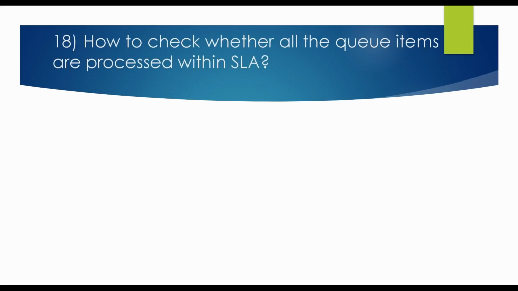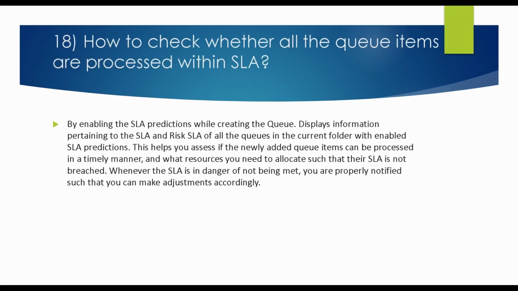How to check whether all the queue items are processed within SLA. By enabling the SLA predictions while creating the queue, you get information pertaining to the SLA and risk SLA of all the queues in the current folder with enabled SLA prediction. This helps you assess if the newly added queue items can be processed in a timely manner and what resources you need to allocate such that their SLA is not breached. Whenever the SLA is in danger of not being met, you are properly notified such that you can make adjustments accordingly.